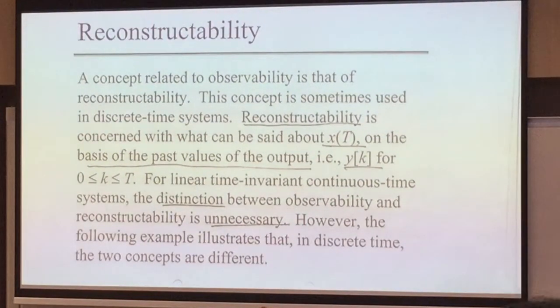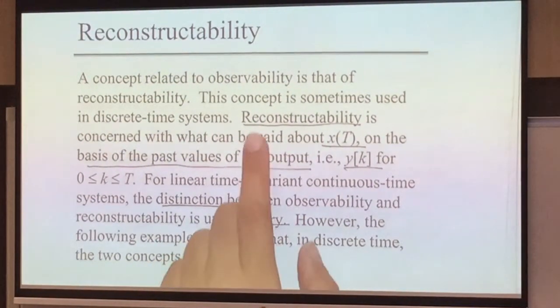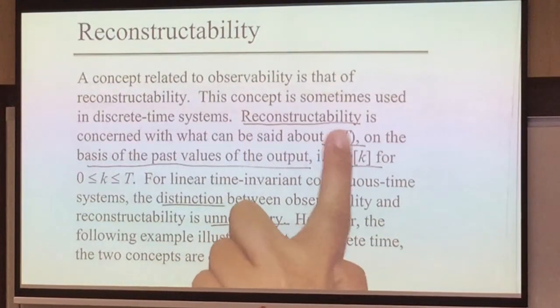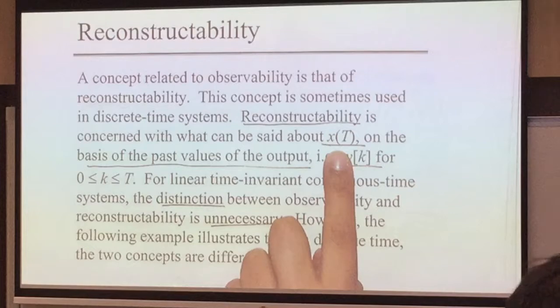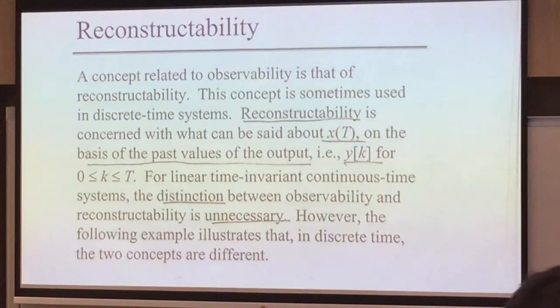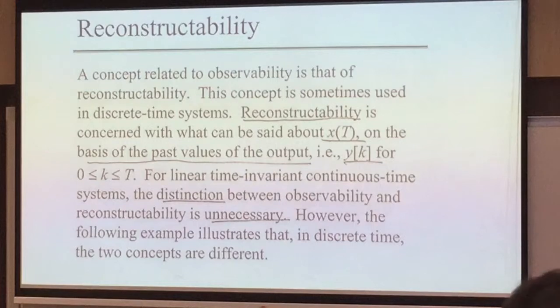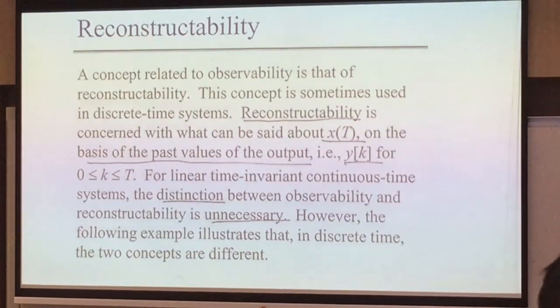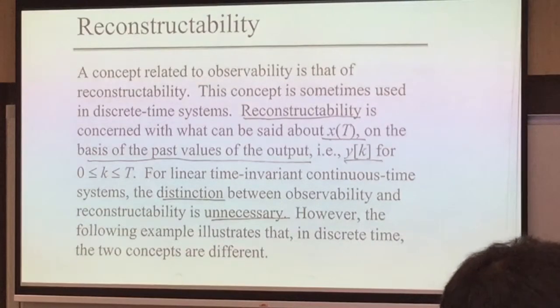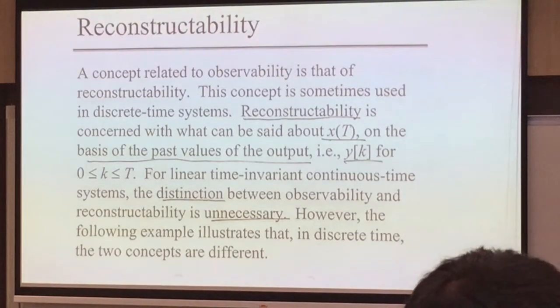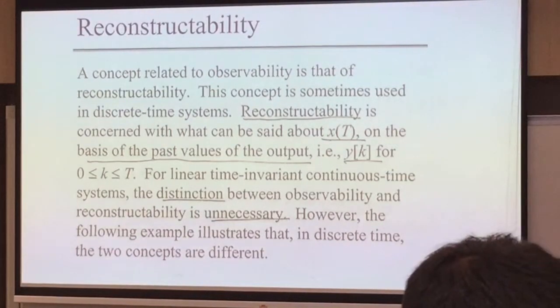Reconstructability is whether you can reconstruct. Reconstructability is what can be said about states x based on past values of the output. So can you reconstruct information about the states based on past values of y? Let's look at an example to illustrate the difference between observability and reconstructability.